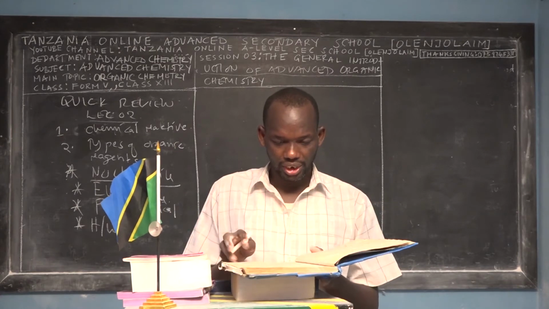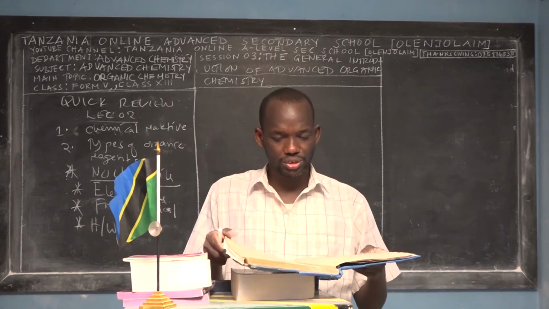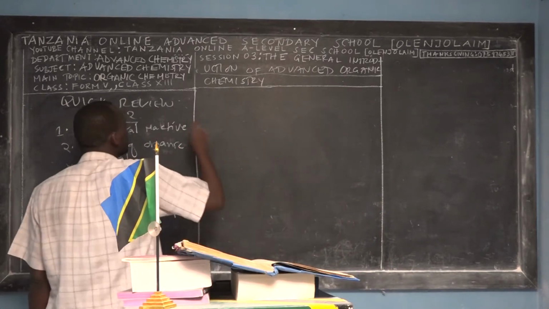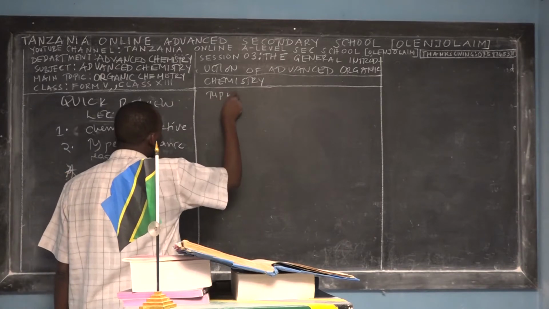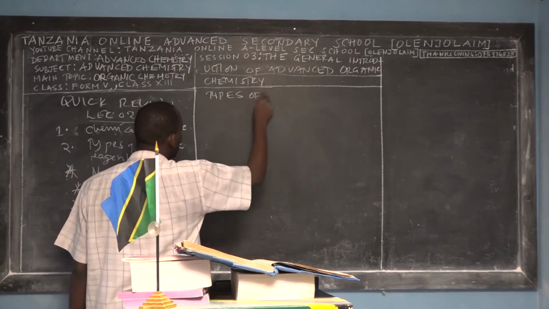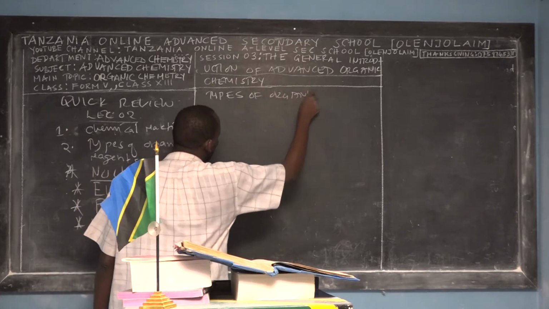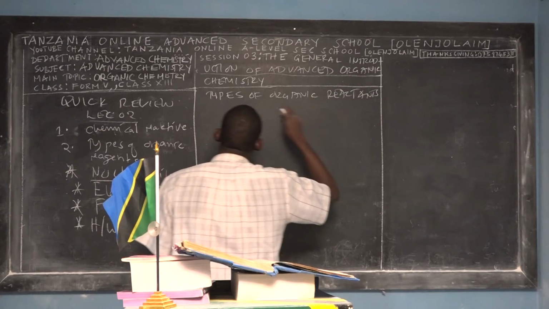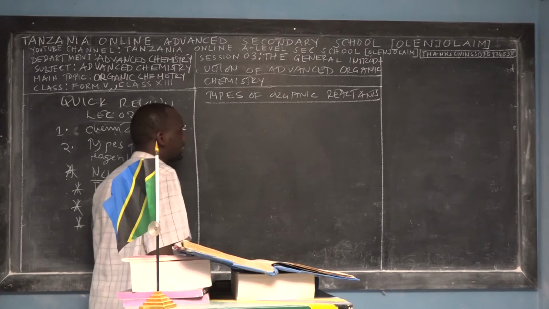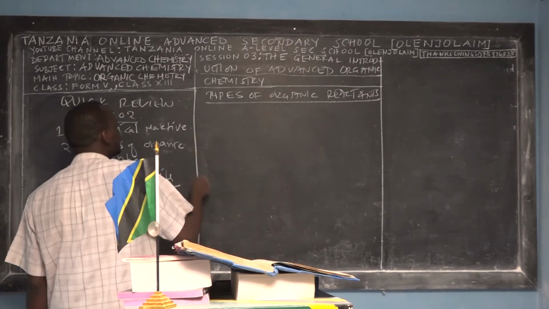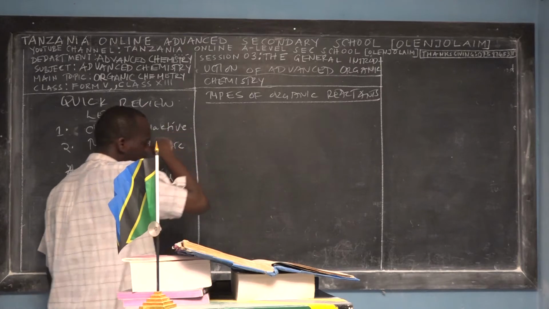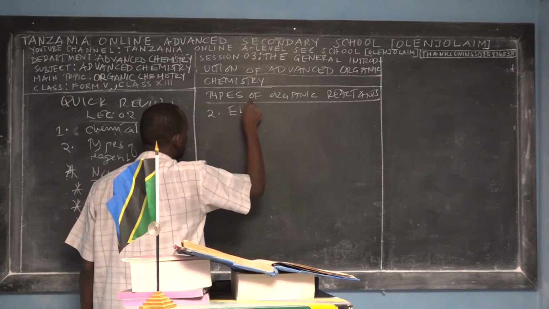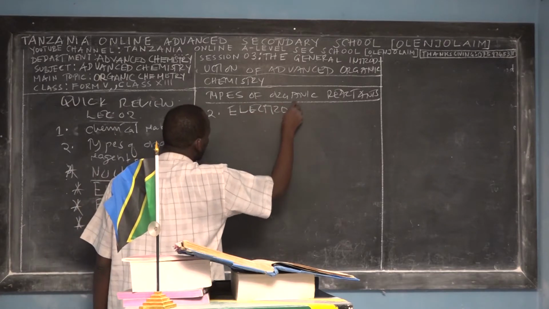So, today we'd like to take you through the two remaining organic reagents. Let us finish the subtopic of yesterday: types of organic reactants, or reagents. We said there are three types of reactants: nucleophile, electrophile, and the free radical. Let us start by learning what an electrophile is.